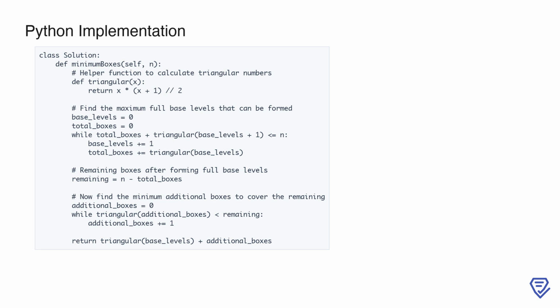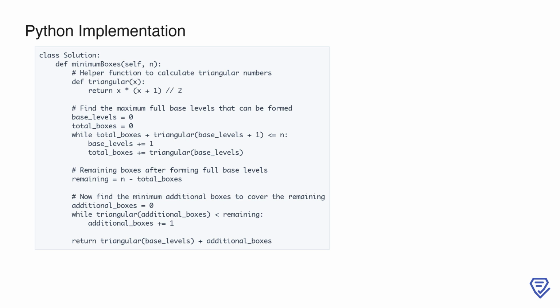We start by determining how many full base levels can be formed with the given n boxes. We incrementally add levels, calculating the total boxes used, until adding another level would exceed the given number of boxes n. This process gives us the maximum number of full base levels that can be formed, and total_boxes keeps track of how many boxes have been used so far.